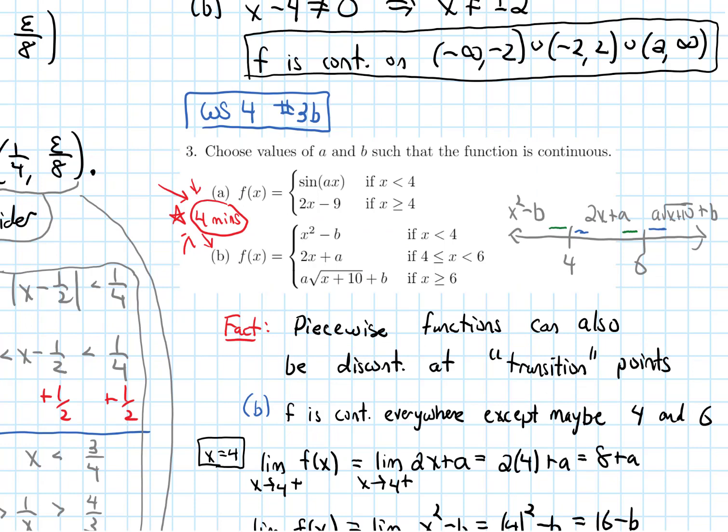So one last comment that I want to make is, when a problem says a function is just straight up continuous, it doesn't specify where, it's talking about continuous everywhere. And we found the values of a and b that guarantee that.